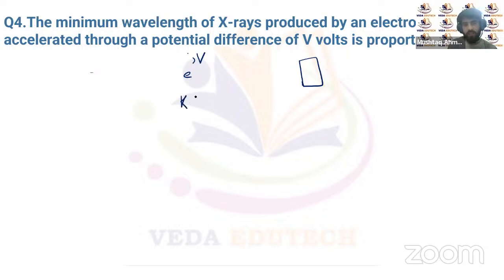When an electron is accelerated through the potential difference of V volts, the kinetic energy attained by this electron will be E multiplied by V. These will be very fast moving electrons with high kinetic energies, right? And these electrons will strike this target, right? This is the target.